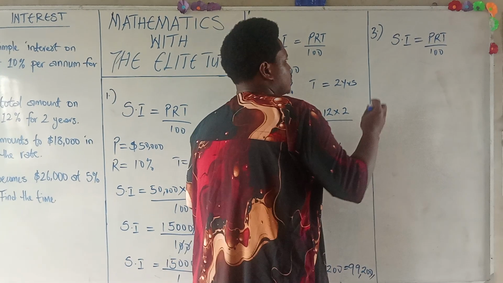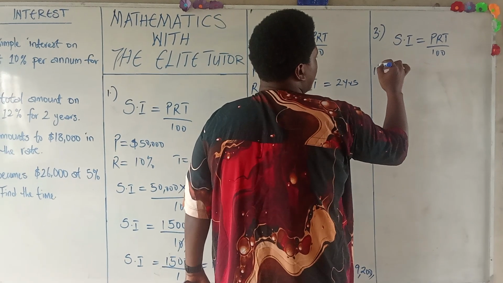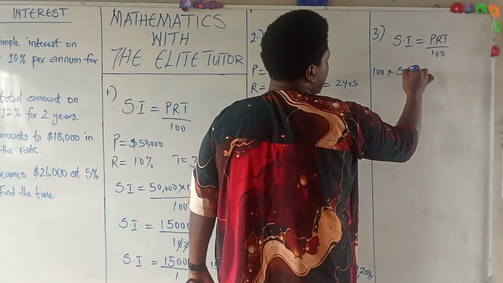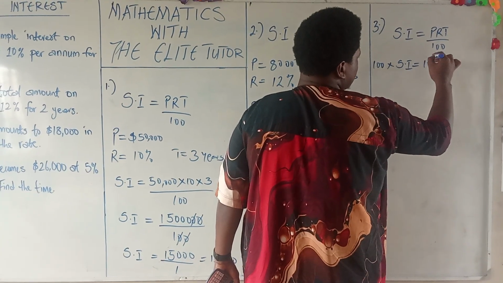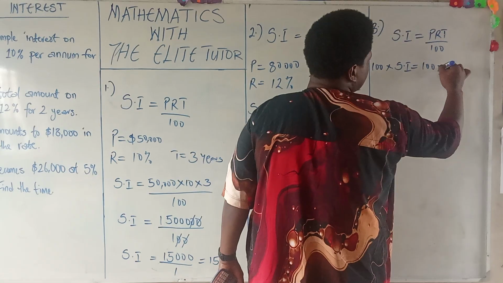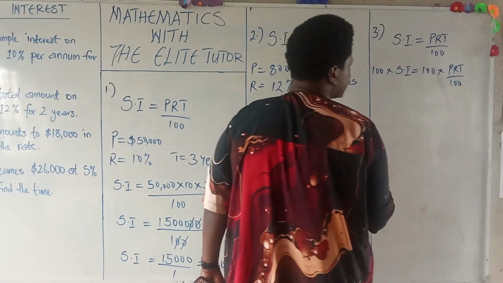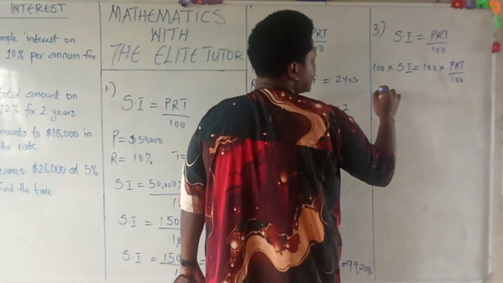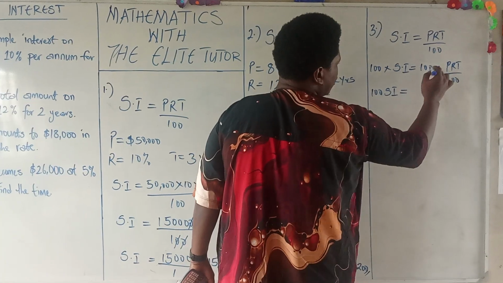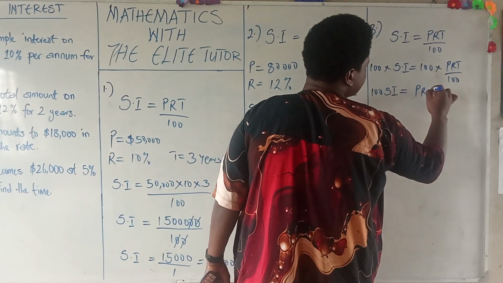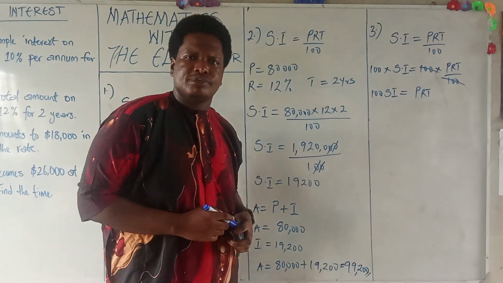So we are going to multiply both sides by 100. So we'll have that 100 times SI is equal to 100 times PRT over 100. So at this point, I'm going to have 100 SI is equal to PRT.